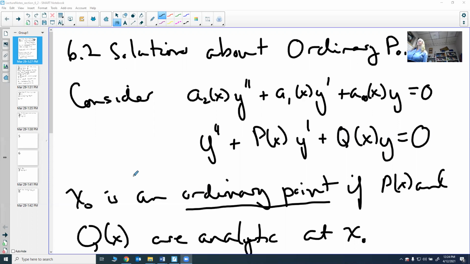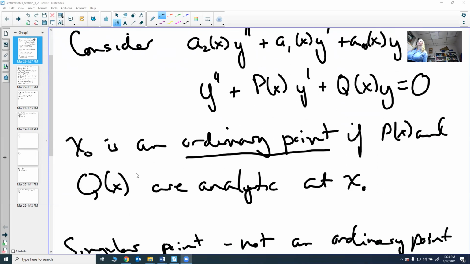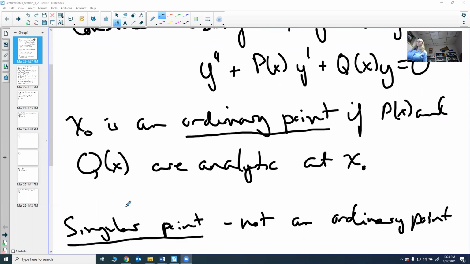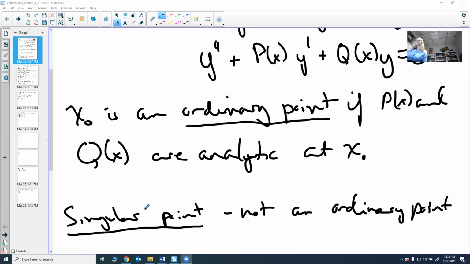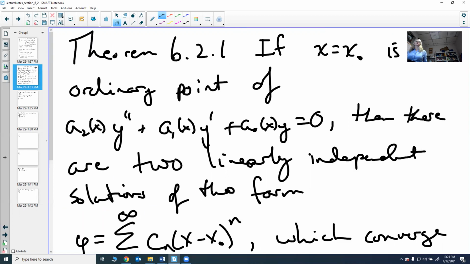x0 is called an ordinary point if p of x and q of x are analytic. Remember, analytic means they can be written as power series. So think of it as long as they're basically continuous. If they're not ordinary points, we call them singular points. Things get a little different around singular points, and there's a whole bunch of discussion of what you can do with them. We're going to look at just the ordinary point cases in this section, but you can talk about singular points and what happens around them.